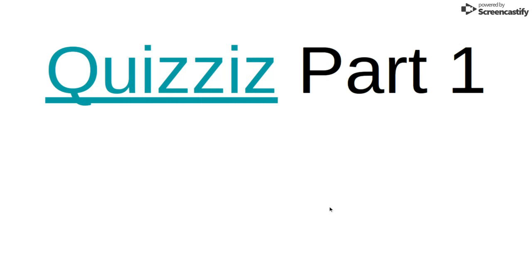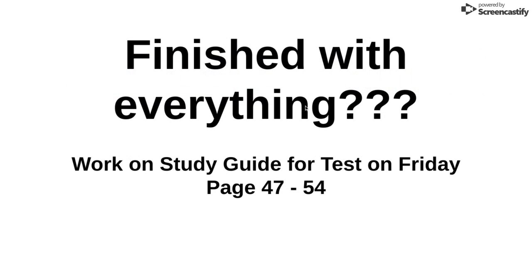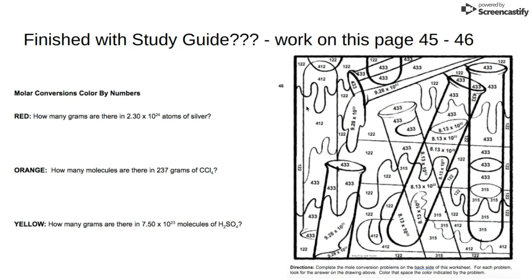Once you're done, there are 2 quizzes that we're probably not going to play unless Miss Miskey wants to play them. When you're finished with everything, you're going to work on your study guide for the test on Friday. That's on pages 47 through 54. If you finish all of that, you can practice 45 and 46. This is mole conversions that we'll probably have on our next test and also on the final. So just some extra practice for you. There should be plenty for you to do.